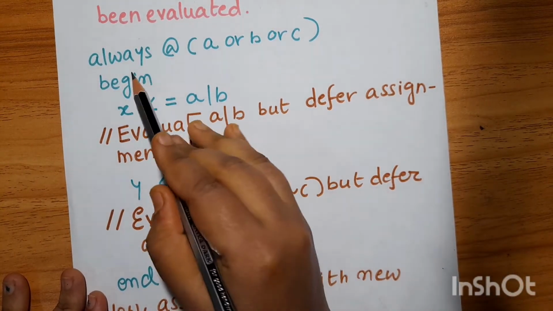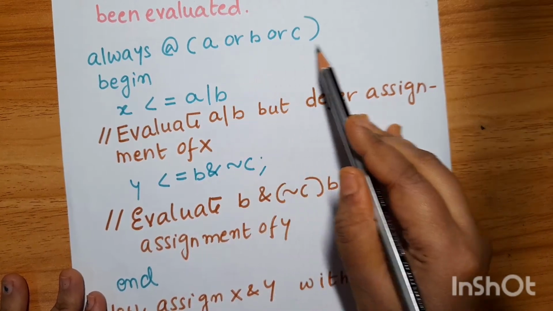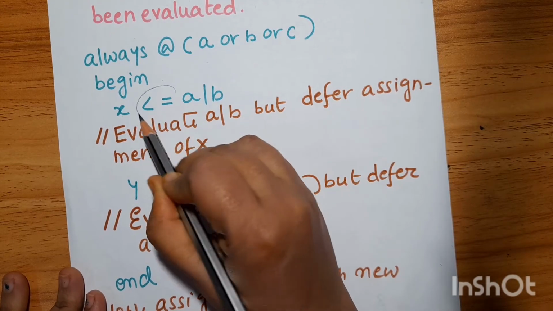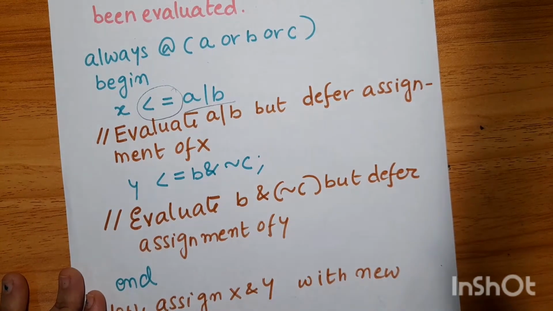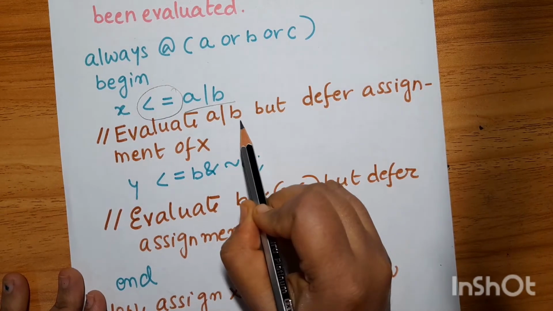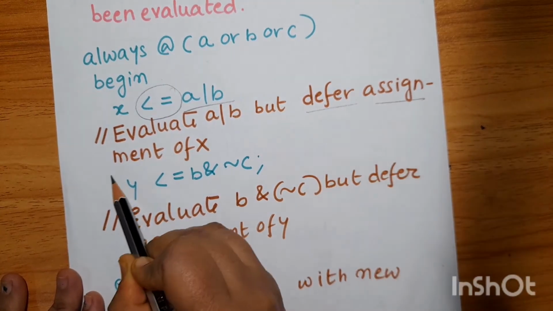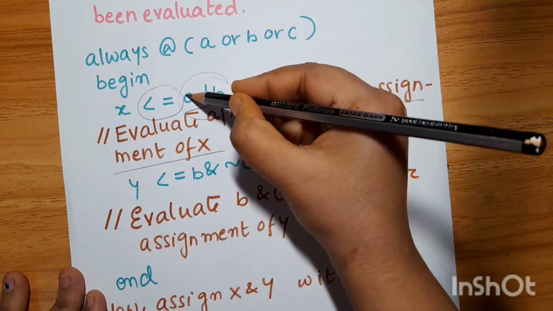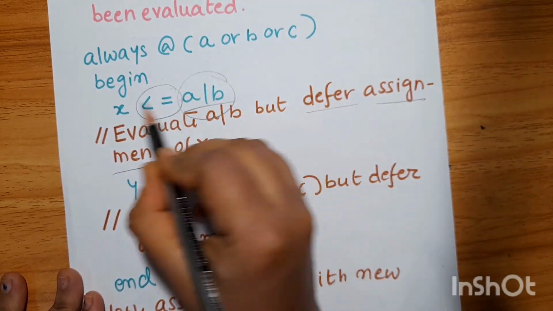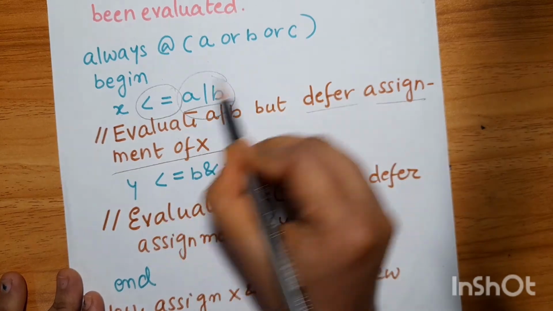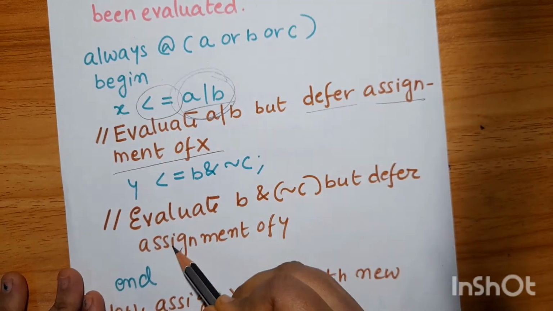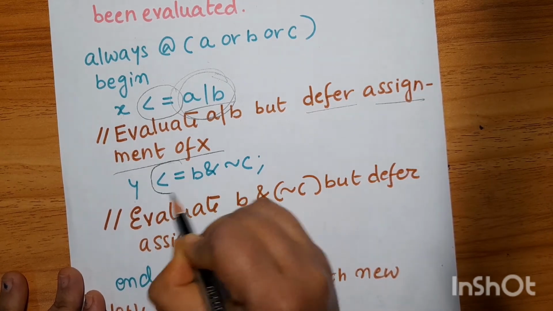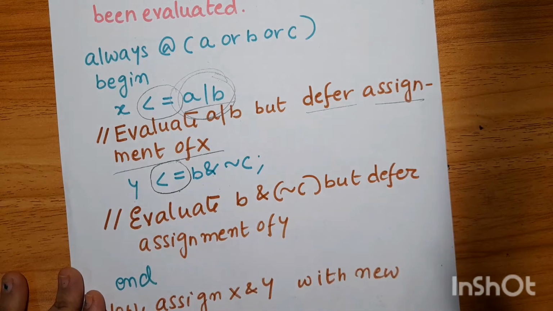You see always @(A or B or C) begin. Here X is assigned with the non-blocking symbol, A or B. So we are evaluating A or B, but we are deferring the assignment to X. That means we are evaluating it, but we are not stopping for the assignment to X. Rather, we are evaluating it and moving to the next statement, Y non-blocking assignment B and not of C.